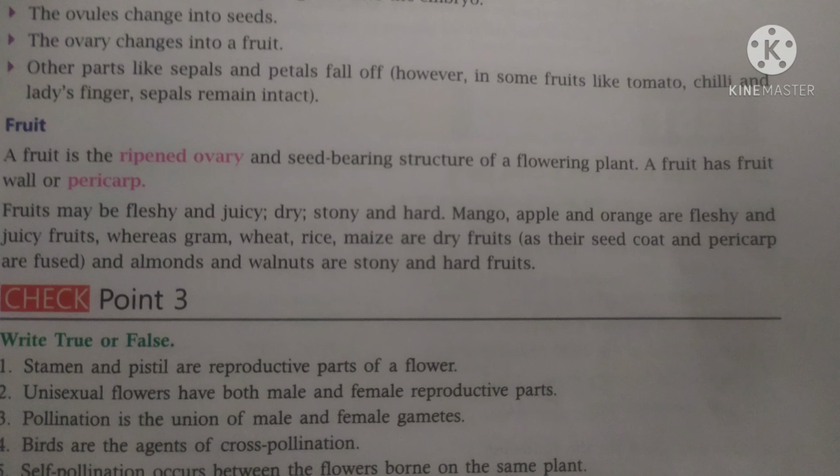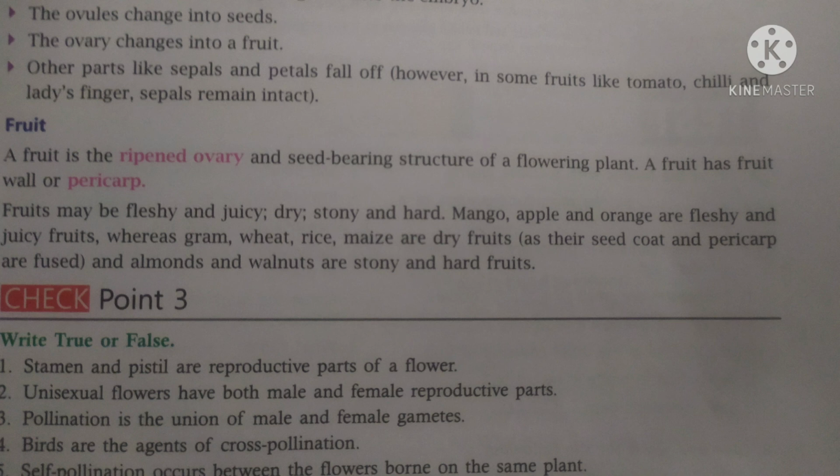Then, my dear students, you need to learn the definition of fruit. Basically, what is fruit? The ovary has changed into fruit. So what is fruit? It is a ripened ovary and seed-bearing structure of the plant, since the ovary contains the ovule and the ovule changes into seed. A fruit has a fruit wall. The outside wall is referred to as the pericarp.